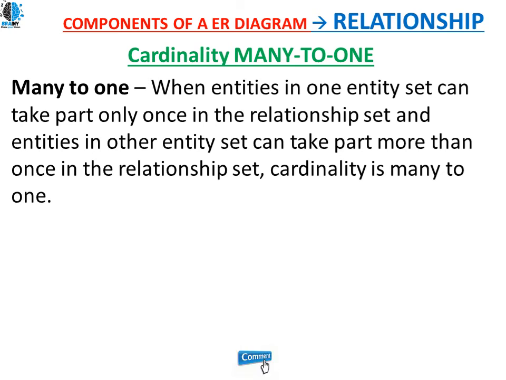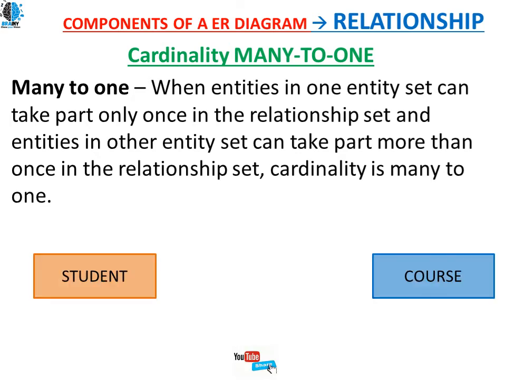Next cardinality we have is many-to-one cardinality. In this, one particular entity can participate in a relationship multiple times, whereas the other entity will be taking part only once in a relationship. So I will be explaining it with an example here. For example, I have a student entity set and a course entity set. Let's consider this course is provided by the university. And students we have, so one individual student can participate in one single course.